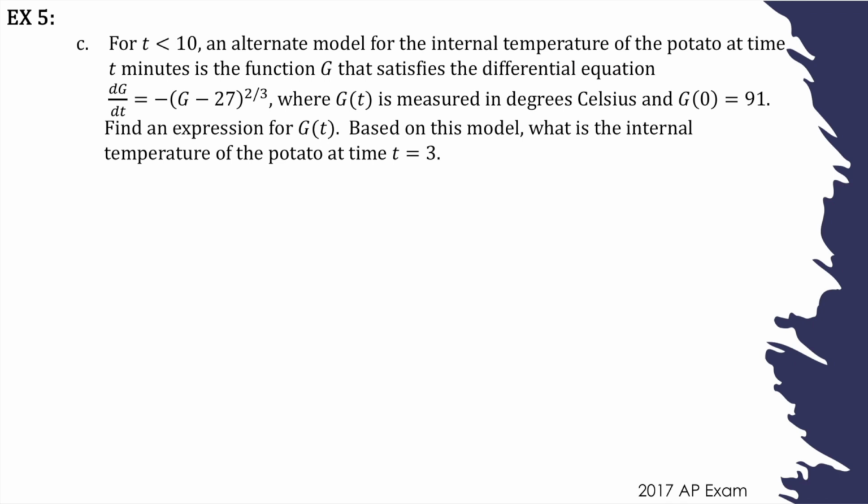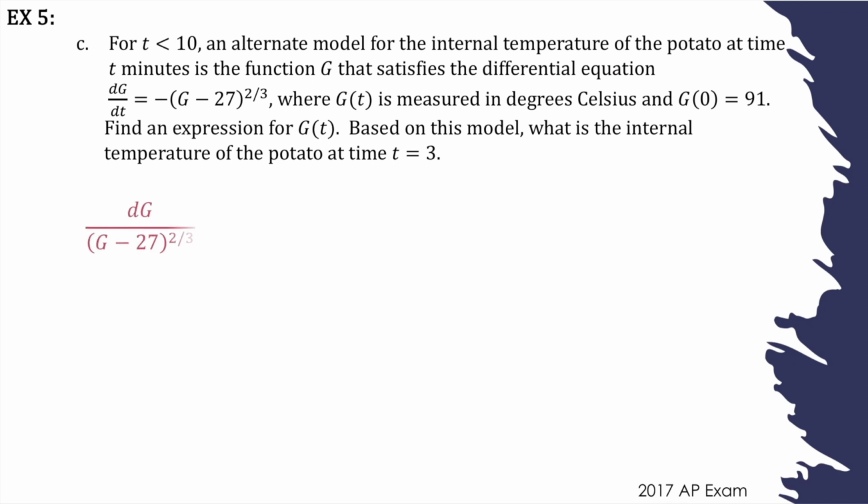Now the last part of this, they kind of changed the game on us here. It says for t less than 10, an alternate model for the internal temperature of the potato at time t minutes is the function g that satisfies this differential equation, negative (g minus 27) to the 2/3, where g of t is measured in degrees Celsius, and we have an initial condition that at 0 we have 91 degrees. Find an expression for g of t, and based on this model, what is the internal temperature of the potato at time t equals 3?